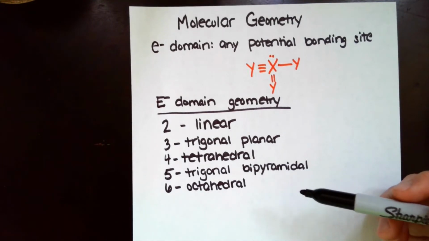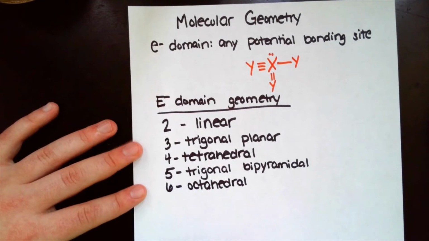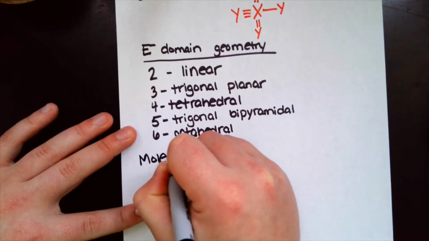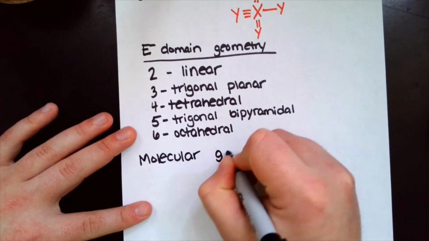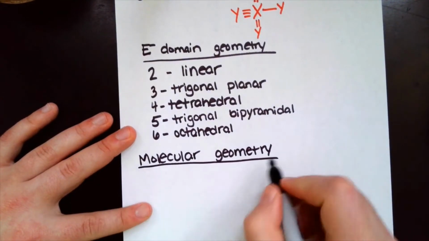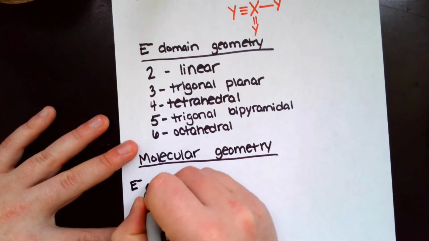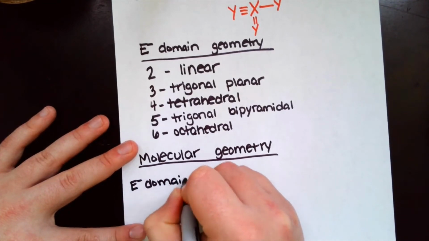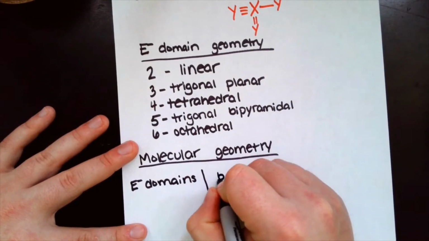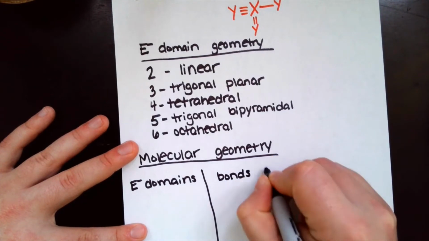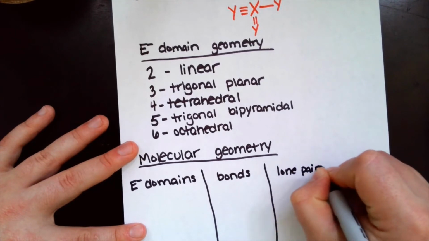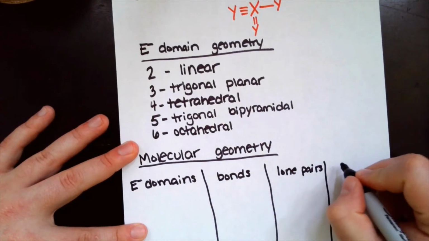For molecular geometry, we have to start to break it down more. So molecular geometry. So I'm going to set up a table for this. So I'm going to have number of electron domains, to say if they are bonds. So how many of them are bonds, how many of them are lone pairs. And then lastly, the molecular geometry.